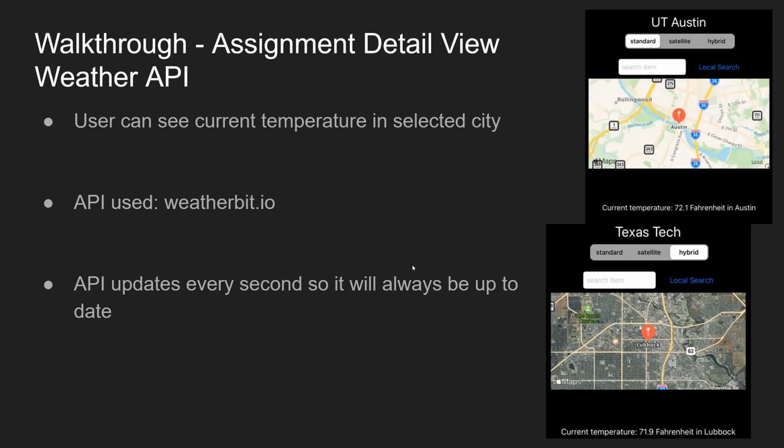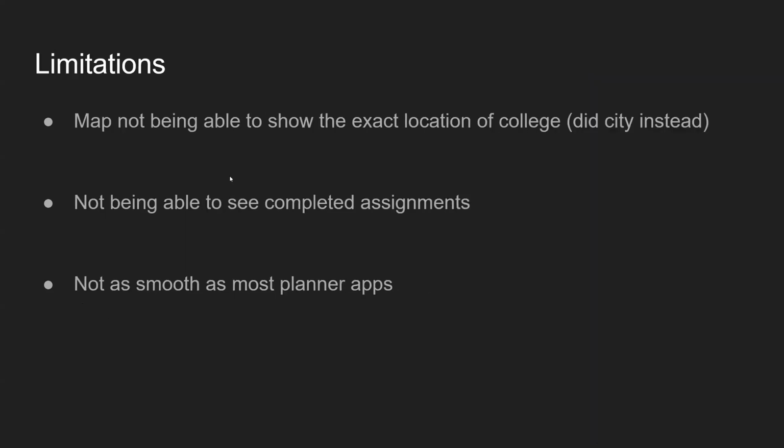So what that means is, if I were to go back to the table view and come back in, if the temperature has changed, it's going to update immediately because it's constantly getting those updates. So that's really cool. But yeah, so you can see these temperatures are different. In Lubbock, it was a little bit cooler that day.